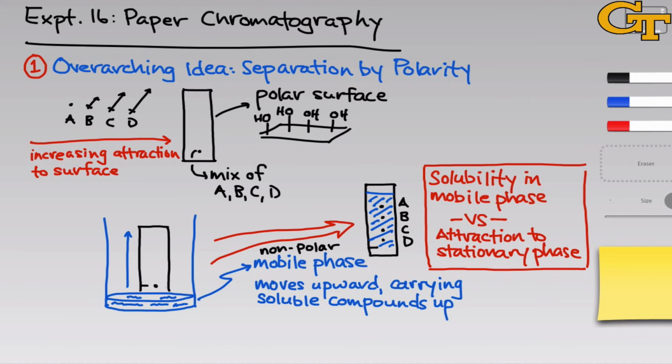So D, for example, on the one hand, D is probably not very soluble in the nonpolar mobile phase because it's polar itself, and on the other hand, it's attracted strongly to the polar stationary phase. As a result, it's very difficult to push it up, and it tends to stay close to the bottom of the stationary phase even after we allow the solvent or mobile phase to move up.